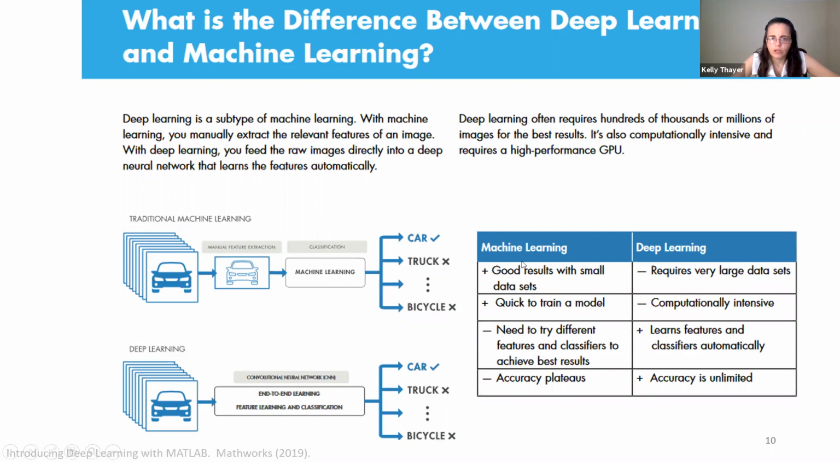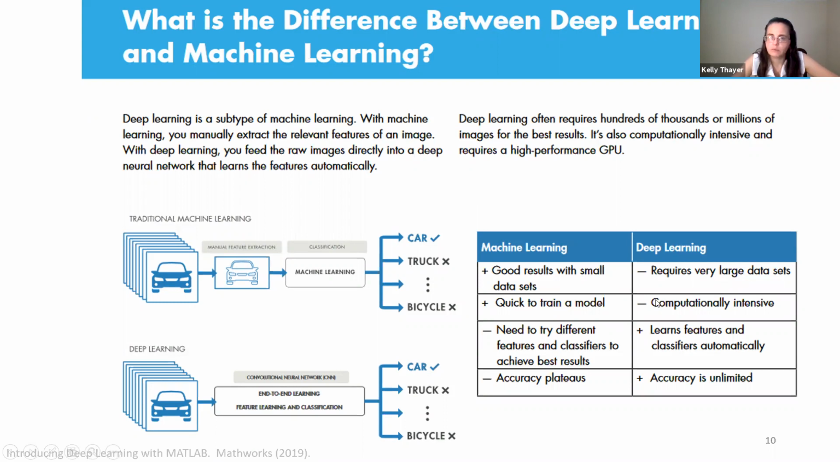Machine learning tends to have good results with small data sets, whereas deep learning requires very large data sets. Oftentimes this is because it typically is going to have many more parameters. The more parameters you have, the more data you need to train it, because you don't want to be subject to overfitting.